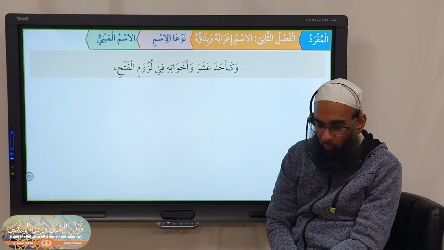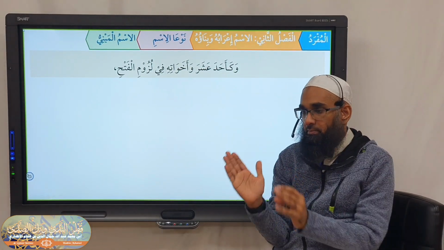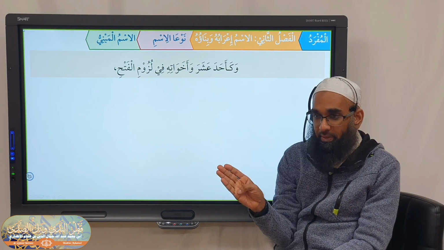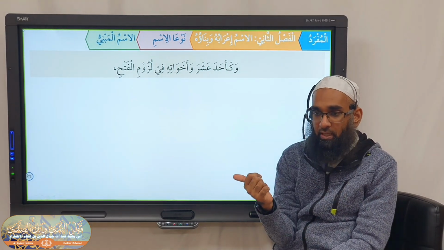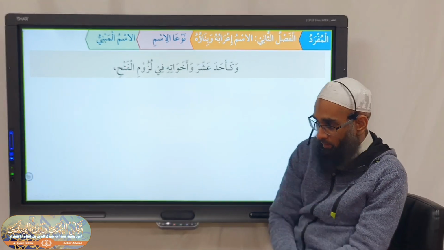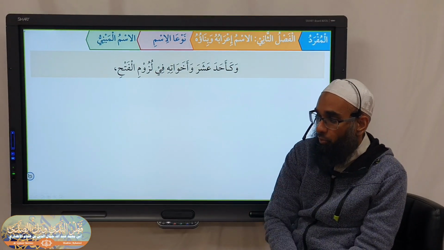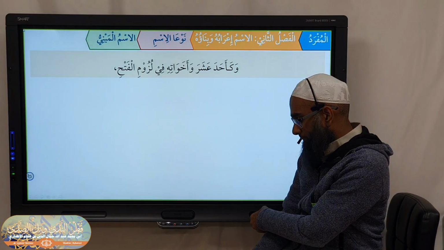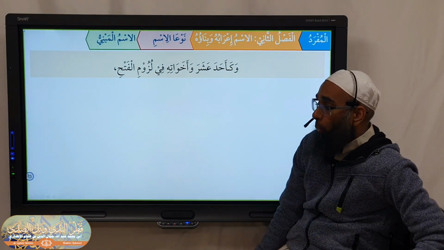So continuing, we were discussing that there are two types of ism, mu'rab and mabni, and we said mabni are of four types. Mabni al-kasr, we had amsi and qatami and ha'ula'i. Now we're discussing some words which are mabni al-fath. This is not all of them. He's given a few examples. So what does he say?